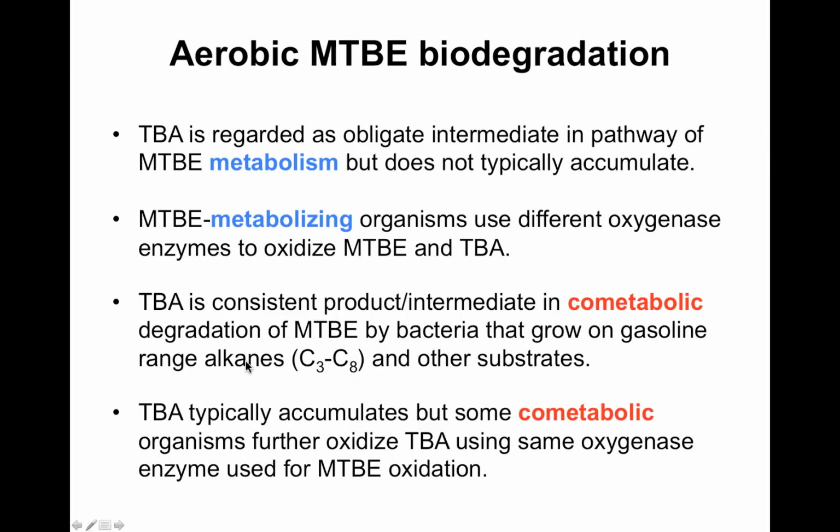When we switch over to the co-metabolic process, we find again that TBA is a consistent product in MTBE oxidation. This is particularly well studied in organisms that grow on gasoline range alkanes, in the C3, C4 through to C8, C9 region. Although there are other organisms that can co-metabolically degrade MTBE to TBA. Because this process is superimposed on another underlying biochemical pathway, what we find is that TBA typically does accumulate. So it's a distinguishing feature between metabolism and co-metabolism there. Although some of these organisms, particularly the mycobacteria, can then further oxidize this TBA, and they often use the same enzyme system that they use for MTBE oxidation.